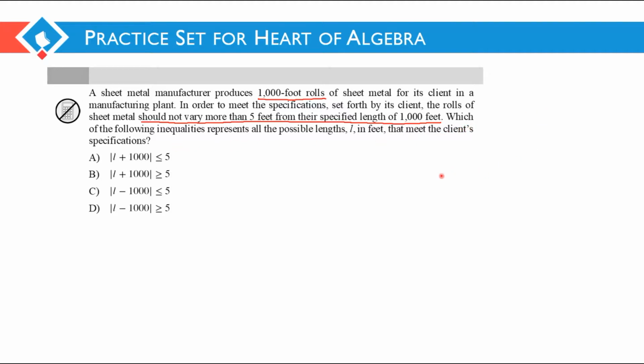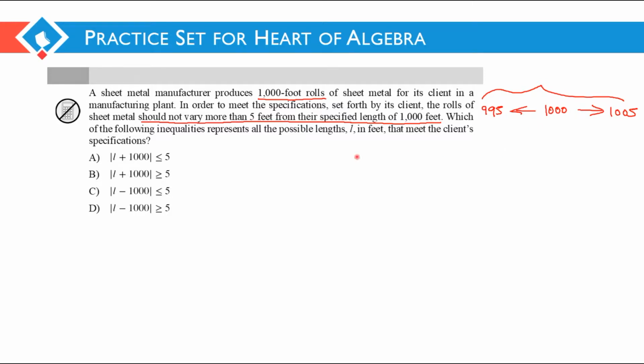So you have a 1,000-foot roll. Well, write that here. A 1,000-foot roll. And you can have, on this side, up to 1,005 feet, or on this side, you can go to 995. So it must be at least 995 and no more than 1,005 feet. And this is the sort of bracket that we're looking at here.